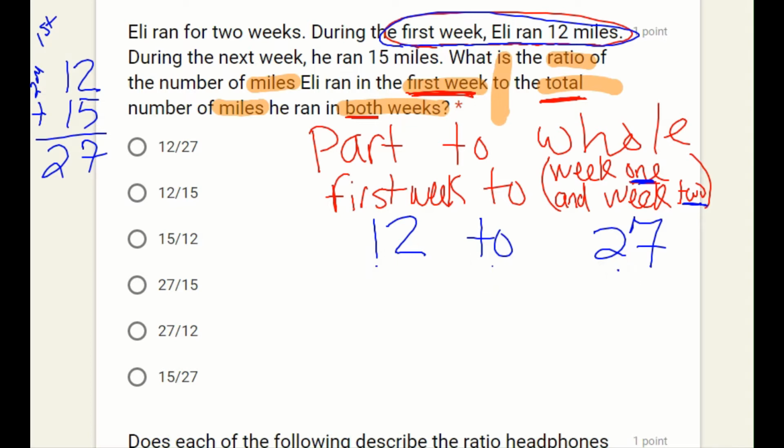And it doesn't look like my answer choices are simplified. So I'm just going to look for 12 to 27. Bunch of ratios here. So I know this is my answer right here. So you really want to make sure you write something down. Make sure you write it in words. And then once you write the words, change the words into numbers based on the text.